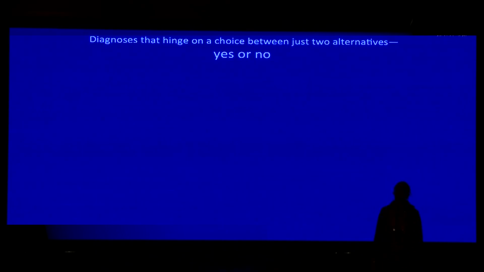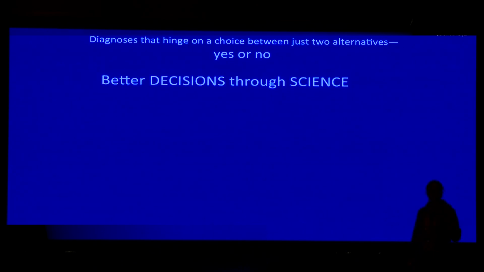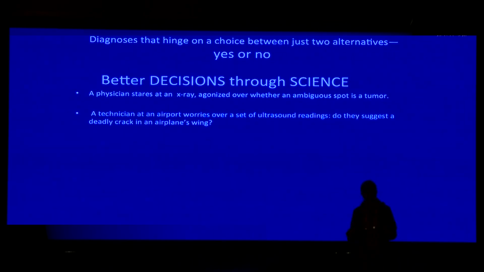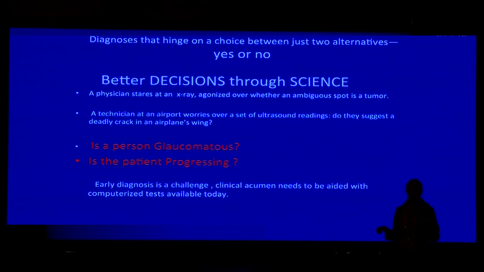So diagnoses that hinge on a choice between two alternatives, yes or no. So, better decisions through science, which we have achieved today. A physician stares at an X-ray, agonized over whether an ambiguous spot is a tumor. A technician in an airport worries over a set of ultrasound readings: do they suggest a deadly crack in the airplane's wings? Similarly, we think, is a person glaucomatous? And the next question is, is he or she progressing?